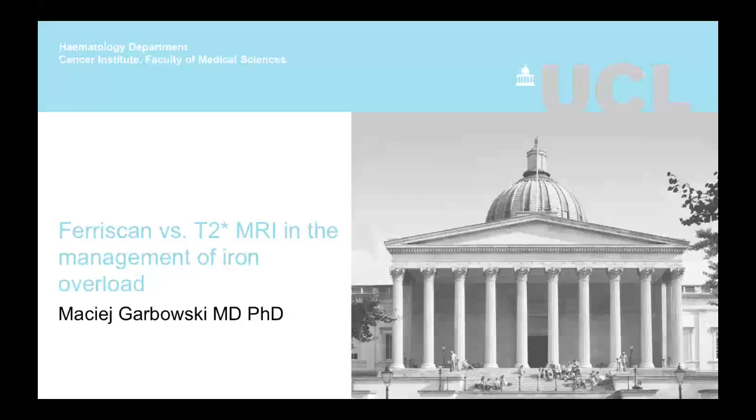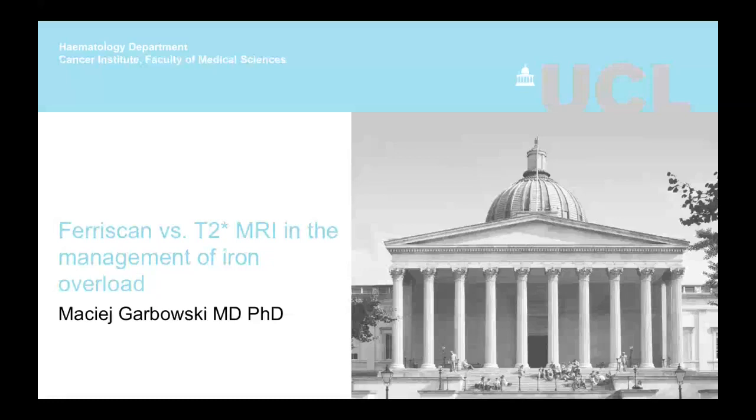All right. So I'm going to talk about Ferriscan and T2 star MRI in the management of iron overload. I apologize. It's going to be slightly technical because there are some technical details that need thinking about when you interpret the results, especially of the T2 star MRI.